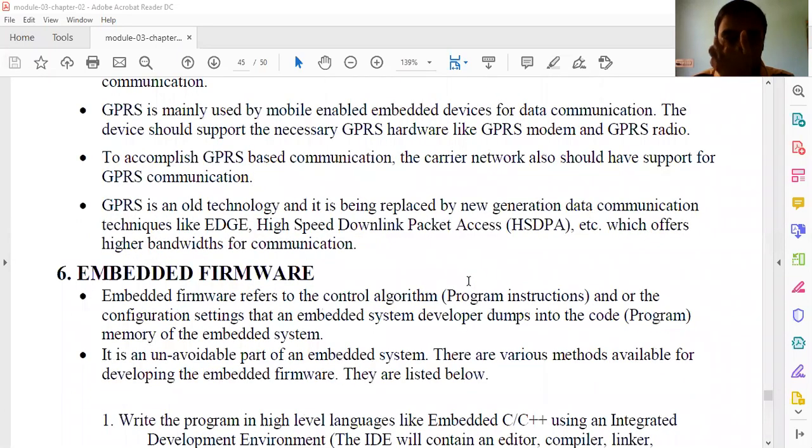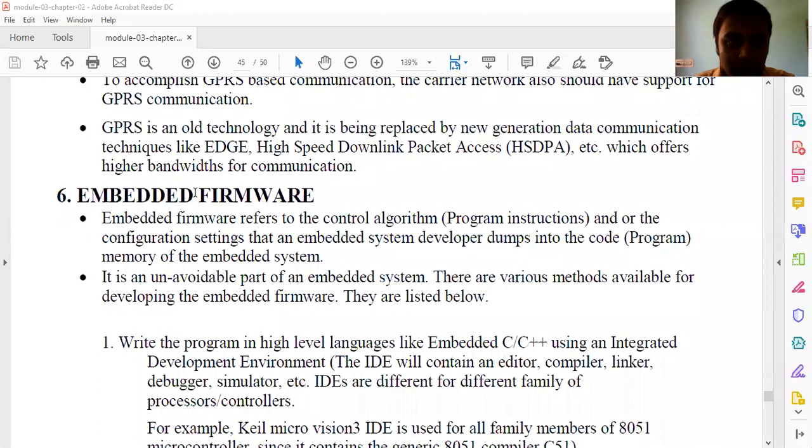In today's class, let's begin with the embedded firmware. Firmware is nothing but the software, the software we use in order to run embedded systems. Embedded firmware refers to the control algorithm, the program instructions and/or the configuration settings that an embedded system developer dumps into the code memory of the embedded system. Whatever code the developer or programmer writes for the embedded system is called the embedded firmware.